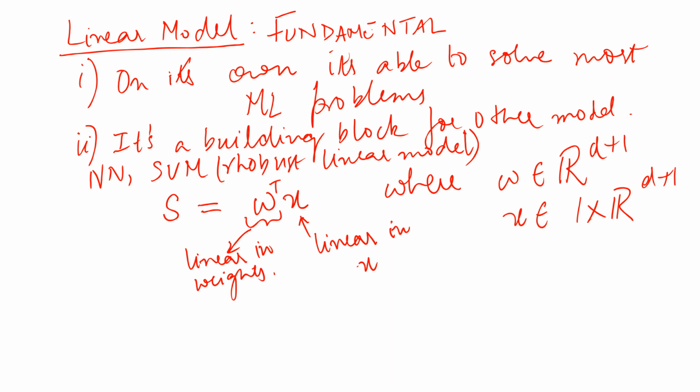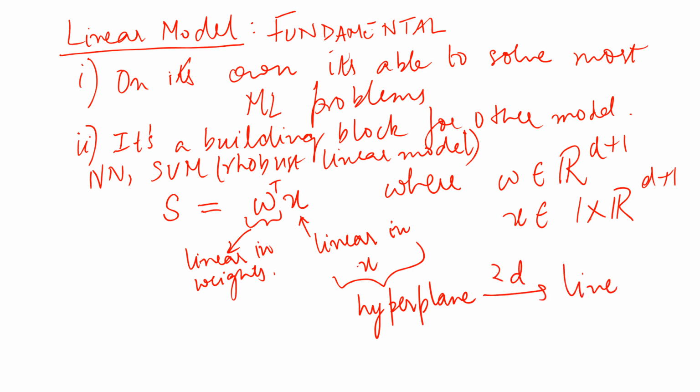And if you think about linear in X, this is pointing towards, geometrically speaking, nothing but the equation of a hyperplane, which in two dimensions becomes a line. So essentially, the linear model represents a line in a two-dimensional space. It's as simple as that. So it's really easy to interpret. On its own, it's able to solve most machine learning problems, and it's a basic building block for some of the very complex but widely used models.